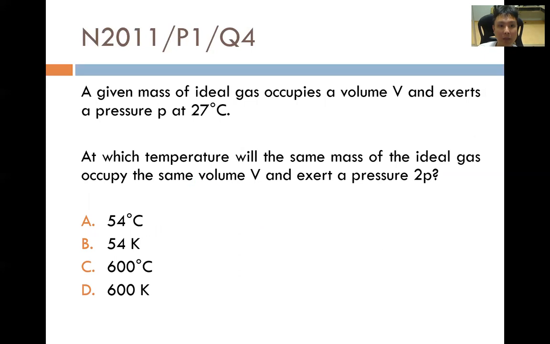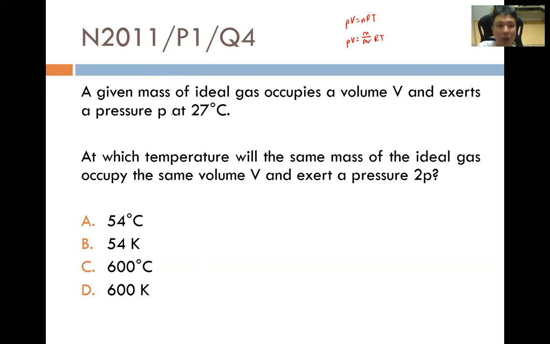November 2011, paper 1 question 4. A given mass of ideal gas occupies a volume V and exerts a pressure P at 27 degrees Celsius. At which temperature will the same mass of the ideal gas occupy the same volume V and exert a pressure 2P? So we go back to the ideal gas equation, PV equals nRT, but in this question, there's actually a given mass. So we have to re-express the number of moles as mass over Mr. I'm just going to write n as m over Mr.